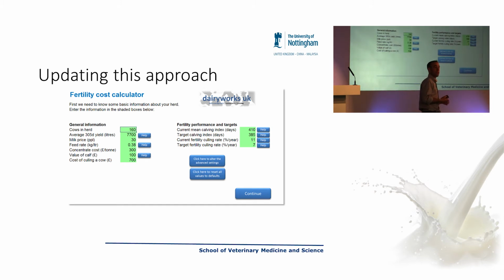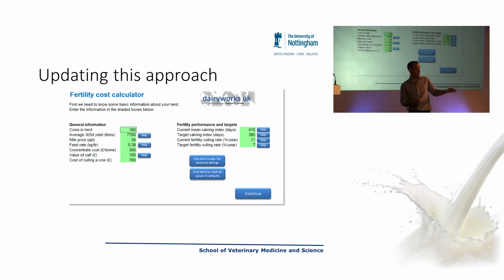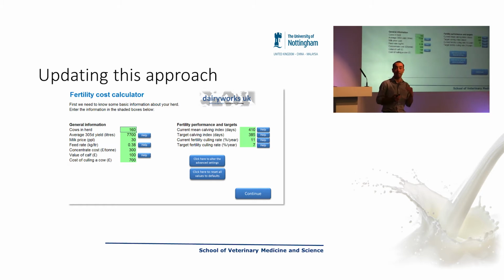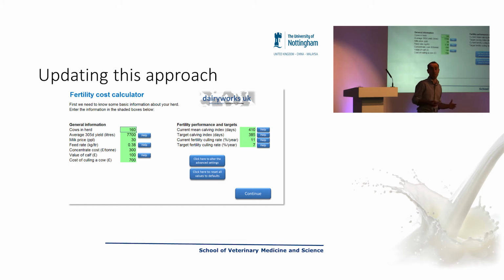And because that method's so transparent and so easy to understand, the concept behind it is so simple, it's fairly easy to come up with tools like this one that will allow you to modify that and make sure that it's matching a particular herd, and it allows you to update the cost inputs over time.